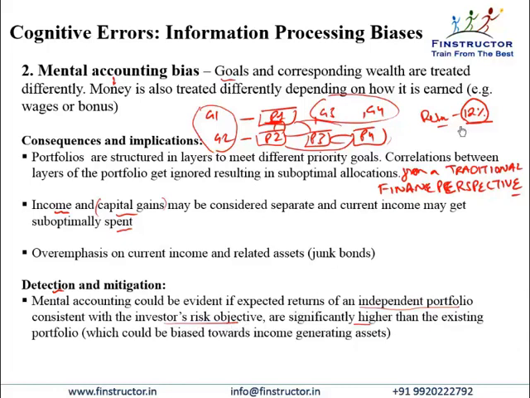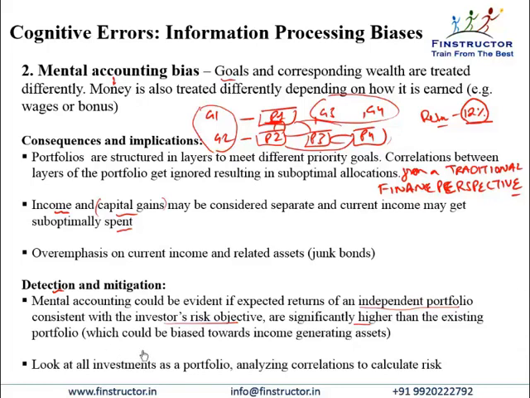So if we see that an independent portfolio to meet the investor's objectives and risk tolerance is much better than his current portfolio, then it may be an indication of the mental accounting bias. So the mitigation is to look at all investments in the portfolio and analyze the correlations before you calculate the risk of the portfolio.